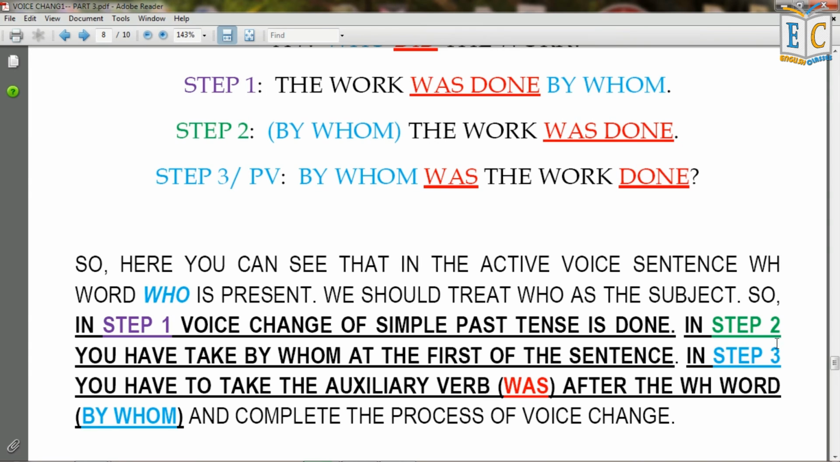In step 2, you have to take by whom at the first of the sentence, and keep the leftover sentence here. In step 3, you have to take the auxiliary verb was after the WH word by whom and complete the process of voice change. So you have to bring was before the subject and complete the process.